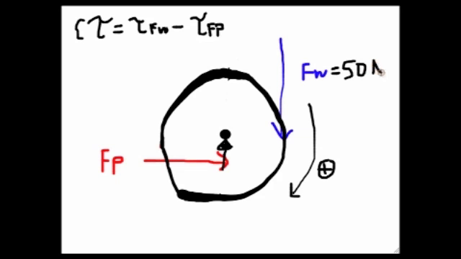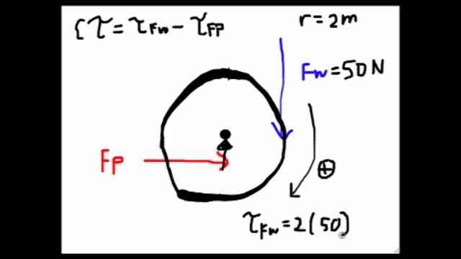Now let's say that force Fw is equal to 50 newtons, and that the radius of the circle is equal to 2 meters. Then, the torque, as we know, is R times F sine theta. We can determine that the torque due to Fw will be R, which is 2, times F, which is 50, times sine theta, which will be equal to 1 because the force is applied directly perpendicular to the lever arm.